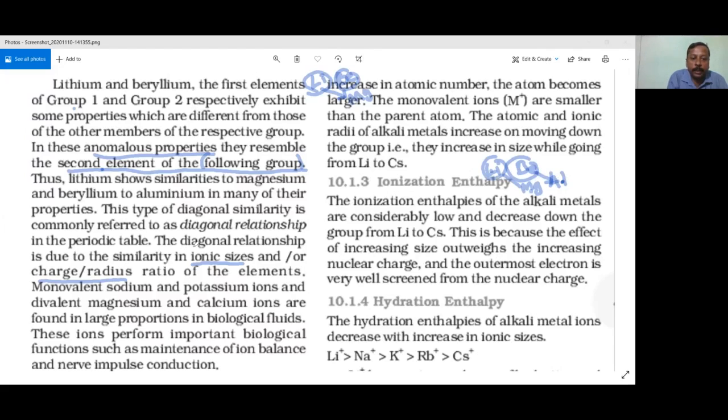Apart from that, what is the second reason? So two options you will select. What are those two options? Due to similarity in ionic size. Second, due to same charge to radius ratio.